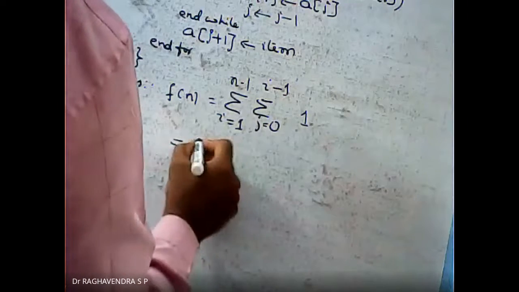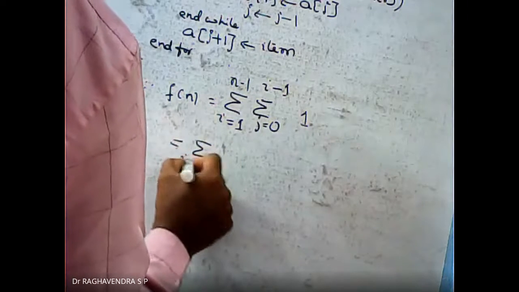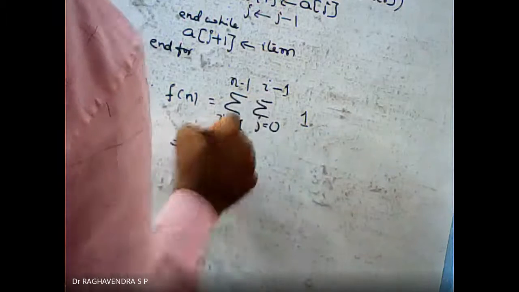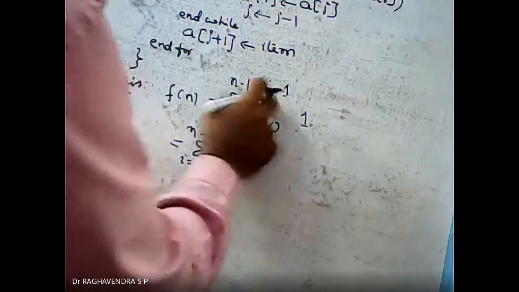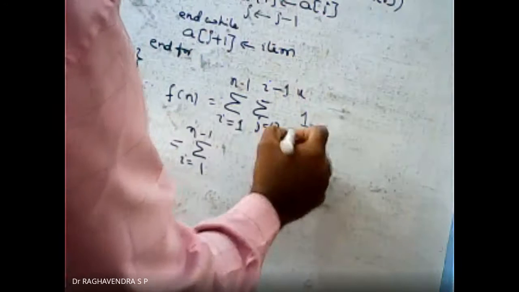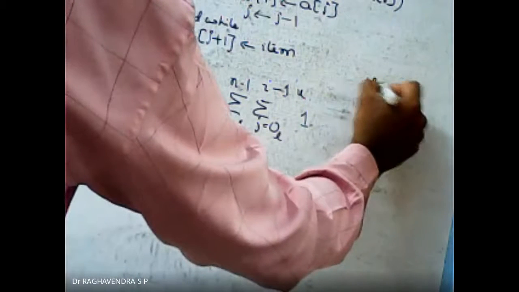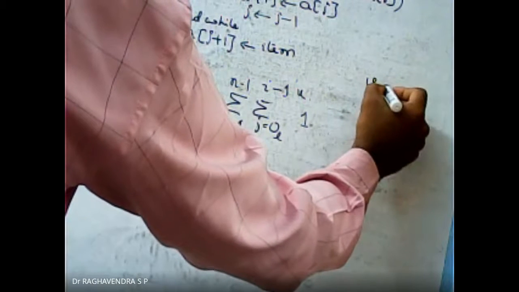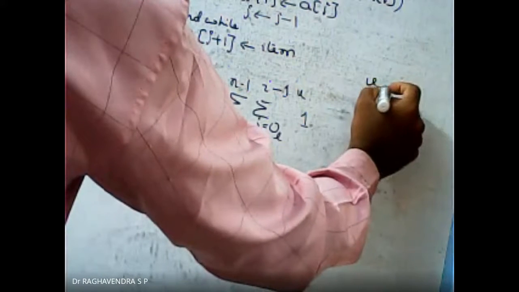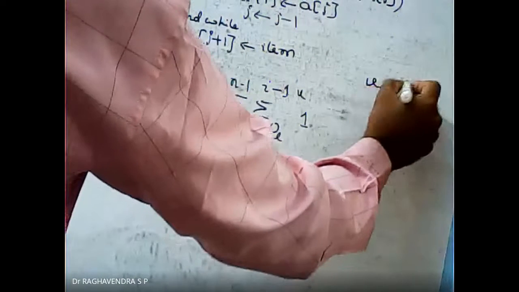Now, to simplify this, summation i is equal to 1 to n minus 1. So look, this is u, this is L. We know the formula: upper bound u minus L plus 1. Do you remember? I made you write the formulas.